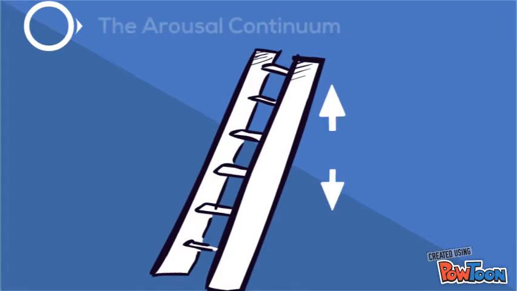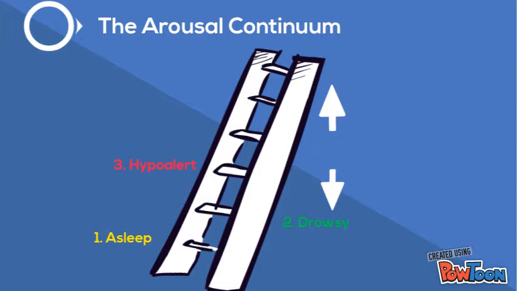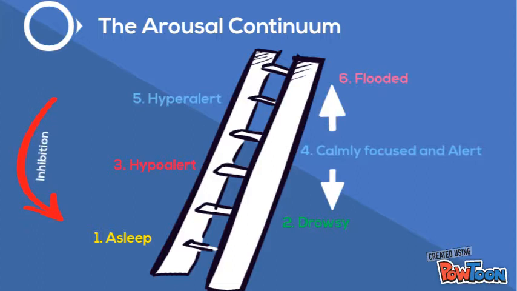The ability to self-regulate refers to how smoothly a child is able to move up and down arousal states including asleep, drowsy, hypo-alert, calmly focused and alert, hyper-alert, and flooded. These are critical for expending and restoring energy and range from inhibition to activation states.